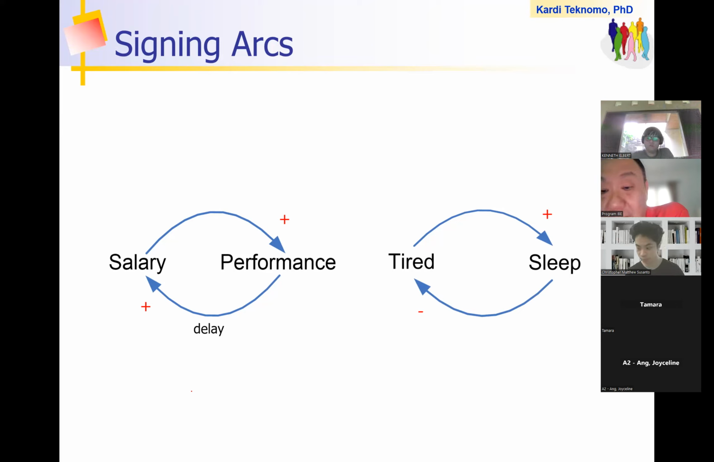To determine the link polarity, is it clear or not? Give me feedback. You don't show your camera and then you don't talk, so I don't know.